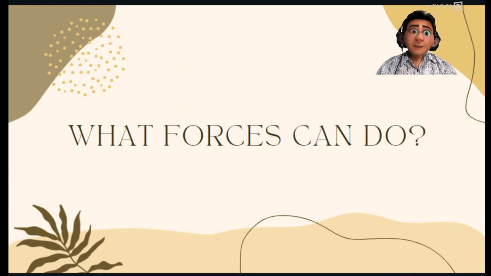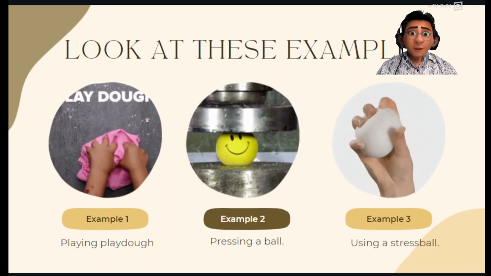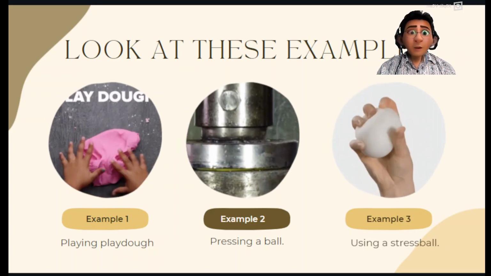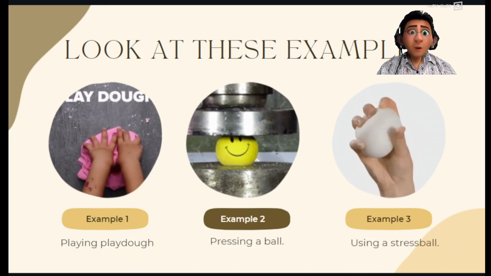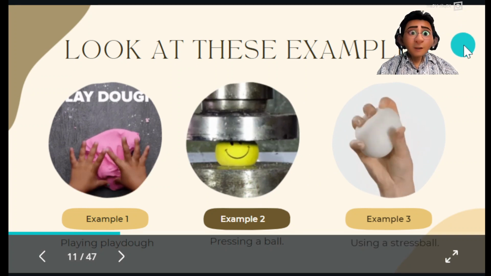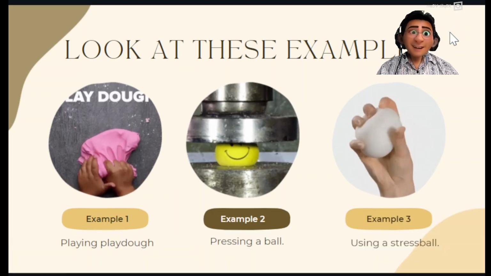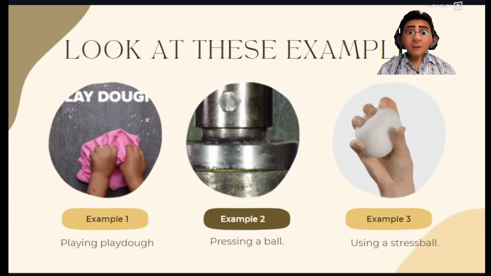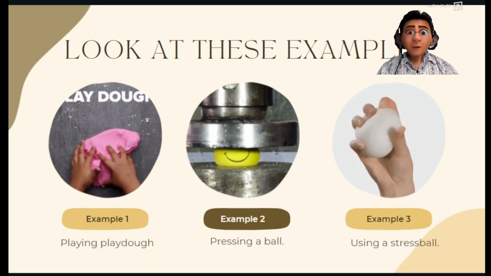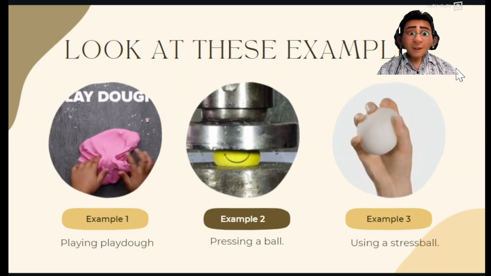Next, what forces can do? Number one, a force can change the shape of an object. Example, playing Play-Doh. Example number two, pressing a ball. Here, pressing a ball, it's no longer round. And pressing a stress ball is more or less the same. The stress ball will change shape when you press it.